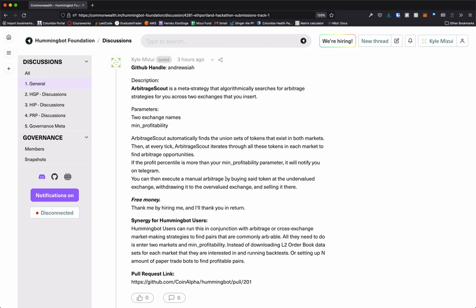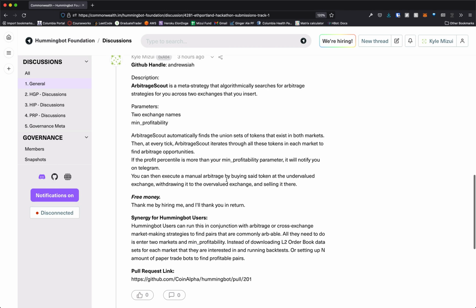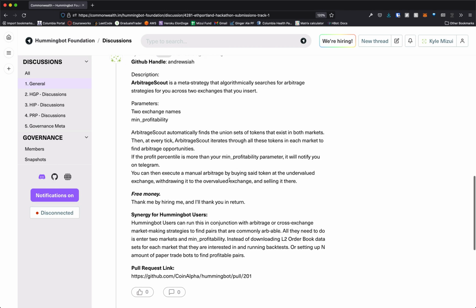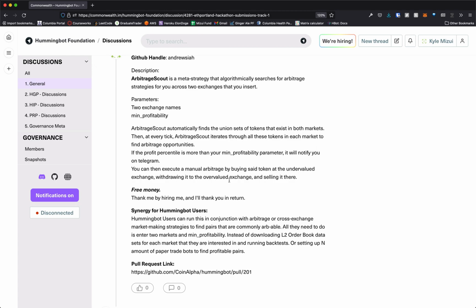And then lastly, you could just execute a manual arbitrage by buying the said token at the undervalued exchange, withdrawing it to the overvalued exchange, and then selling it there. It's very basic. It's how Sam Bankman-Fried started, by just manually arbitraging Bitcoin with Korea.